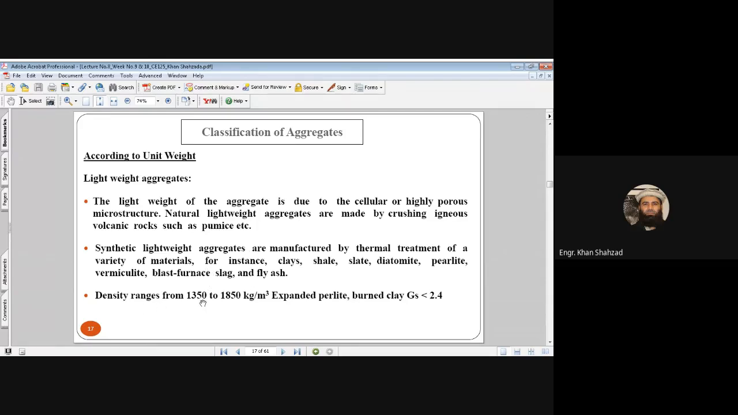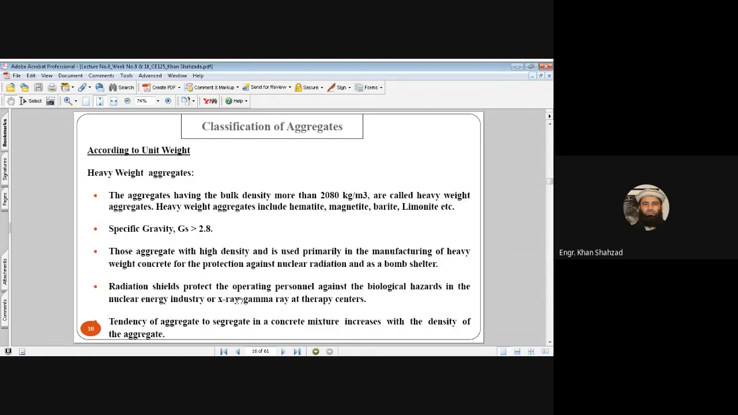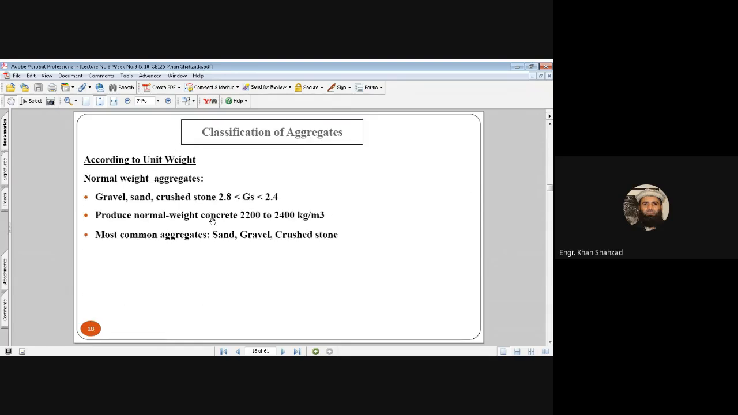Density ranges from 1350 to 1850 kg per cubic meter for expanded perlite and burned clays, having specific gravity less than 2.4. So you will have to remember that for lightweight aggregates, the specific gravity will be less than 2.4, and its density ranges from 1350 to 1850 kg per cubic meter. Whereas for heavyweight aggregates, it is more than 2080 kg per cubic meter, and the specific gravity is greater than 2.8. Now coming towards the normal weight aggregates, as we discussed the heavyweight aggregates in which the specific gravity is greater than 2.8, and then the lightweight aggregates in which the specific gravity is less than 2.4.